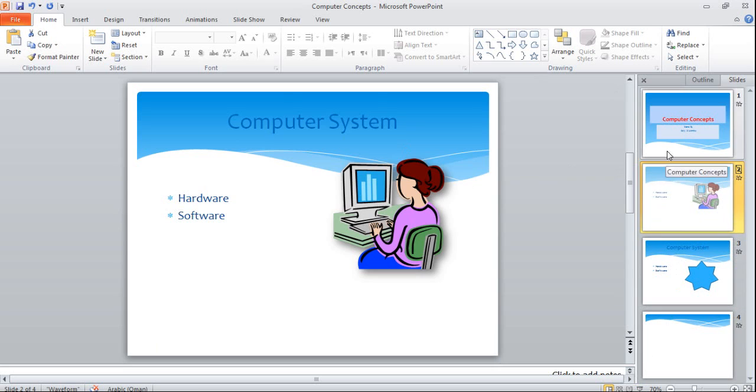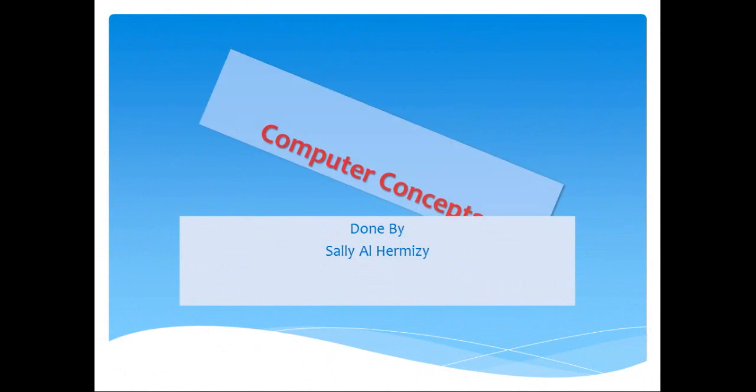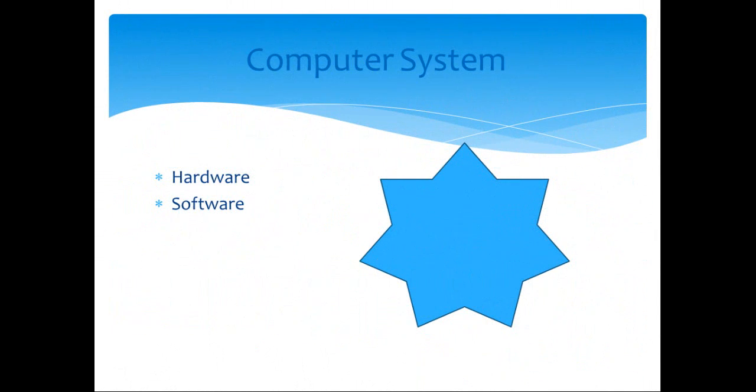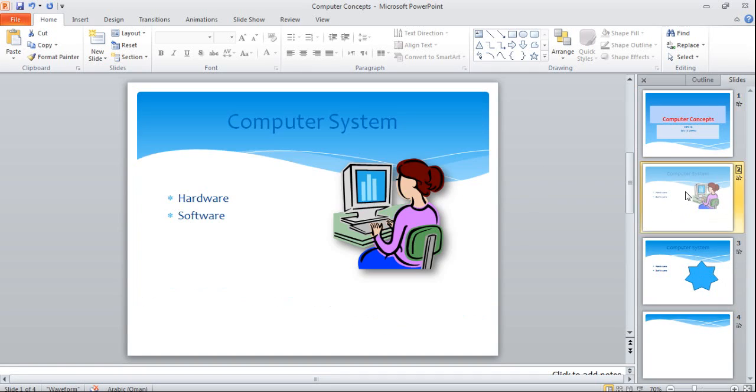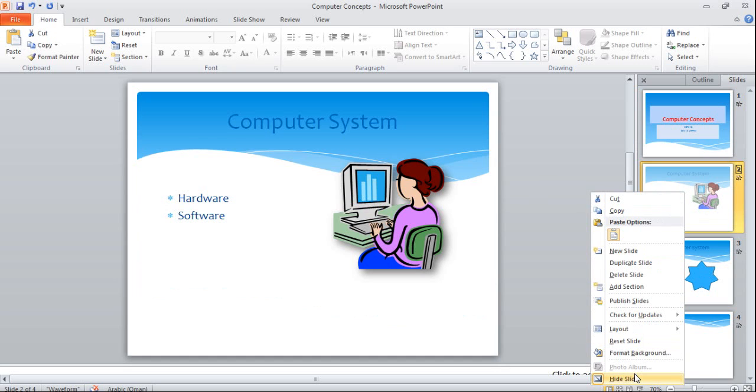Let us go through presentation now. This is first slide. As you can see, second slide is not there. We have the third slide, the fourth slide. To unhide the slide again, right mouse click on it and then click again on hide slide to unhide the same slide.